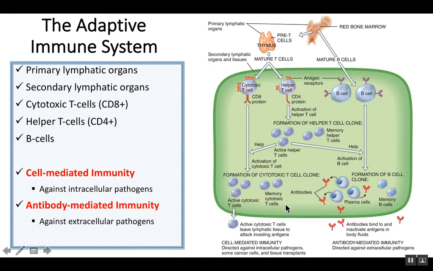These memory cells, memory cytotoxic, memory helper, memory B cells, are the reason why your adaptive system adapts or gets better. It's because every time you run into a pathogen, your immune system leaves behind memory cells. And those memory cells will fight that infection much stronger because it has more cells waiting. That's also the basis of a vaccination. The whole goal of vaccinating is to produce memory lymphocytes.